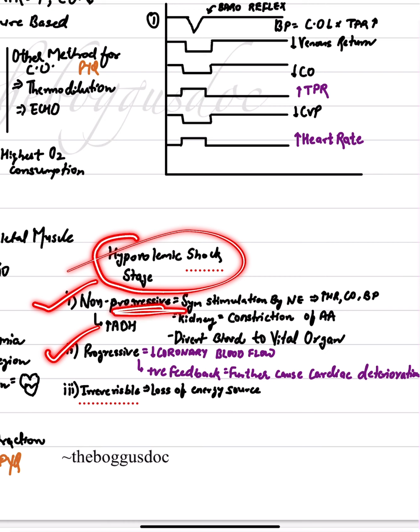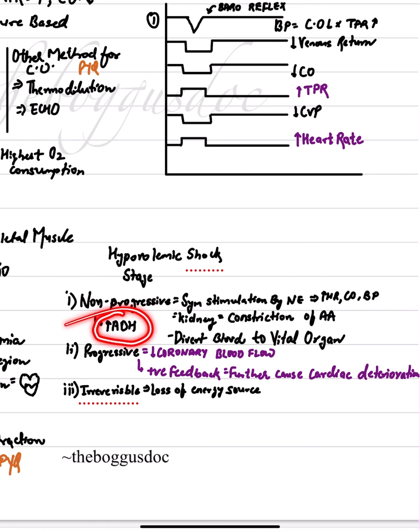Hypovolemic shock has three stages. The first is the non-progressive stage. It is due to an increase in antidiuretic hormone and sympathetic stimulation by noradrenaline, with increase in heart rate, cardiac output and BP. We are saving the patient. In the kidney, we have constriction of the afferent arteriole, directing blood to vital organs, because the kidney is not vital. We are getting more blood to the vital organs.